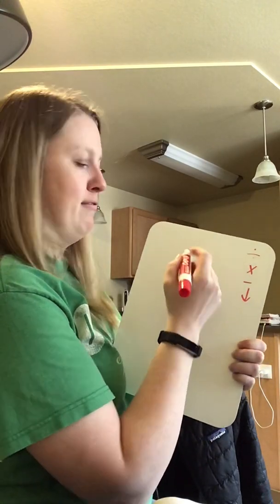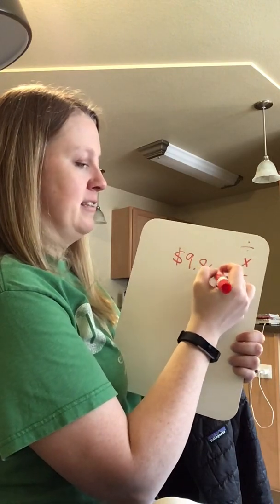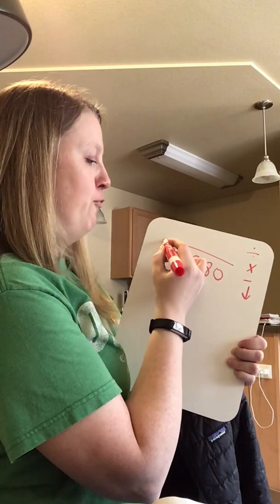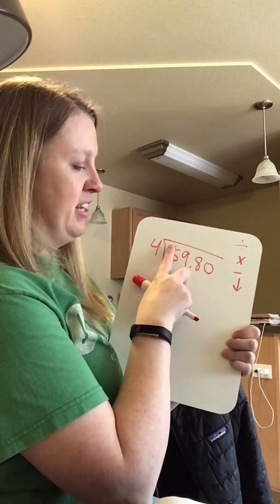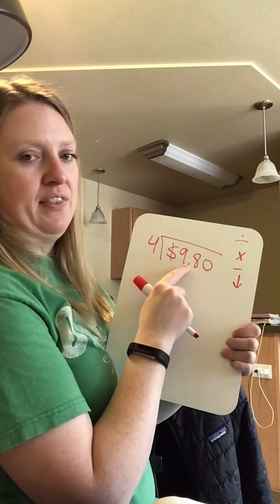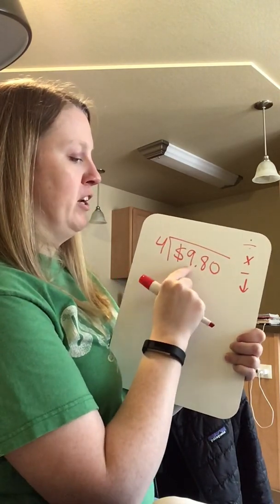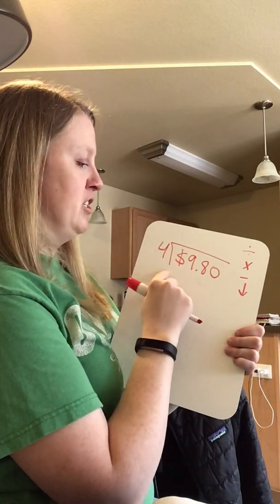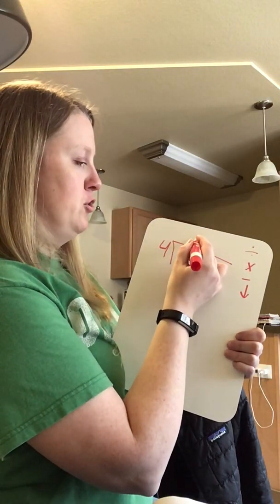Let's say I have $9.80, okay? And I'm gonna divide that by 4. So for right now, pretend that that dollar sign's not there, pretend that decimal's not there. Just start like you always do. How many times can 4 go into the first digit? Okay, well, 4 can go into the first digit, which is 9. 4 can go into 9 2 times.